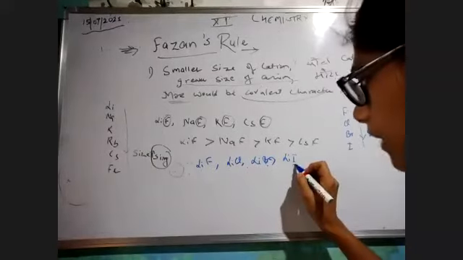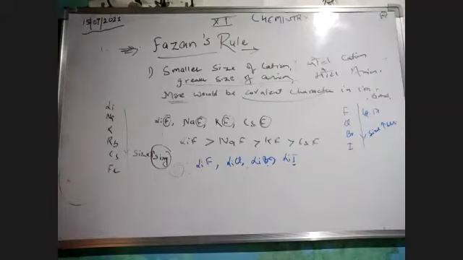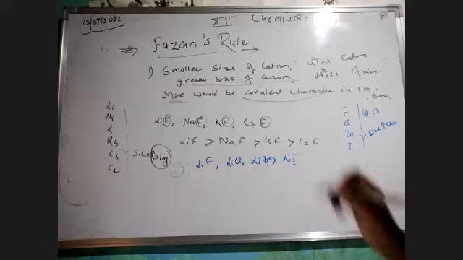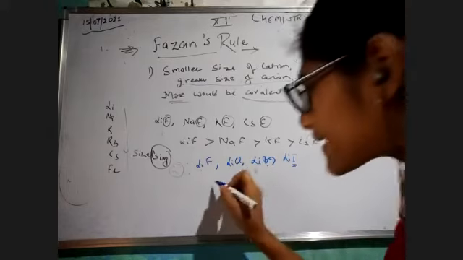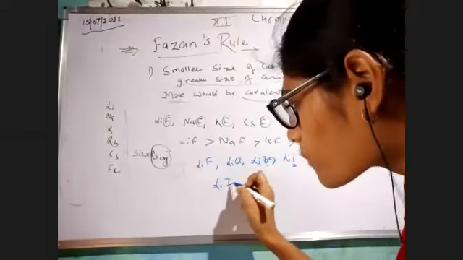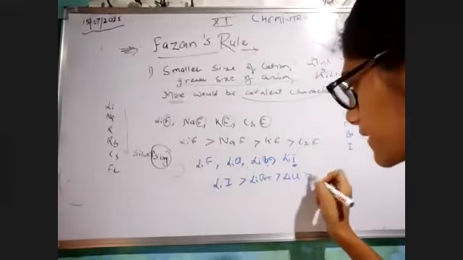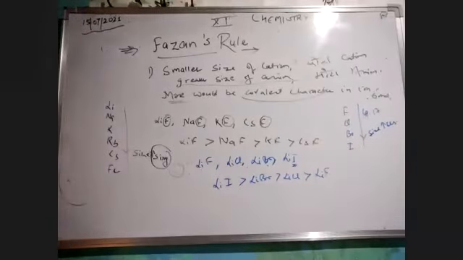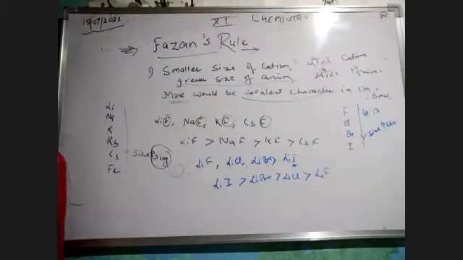That means iodine is something which has the highest size. Can I say that? Iodine has the highest size, and hence there would be more covalent character in this case. So lithium iodide would be greater than lithium bromide, then lithium chloride, then lithium fluoride. Clear? I hope you have got the concept. Smaller the size of cation, greater the size of anion, and overall you will get the covalent character.